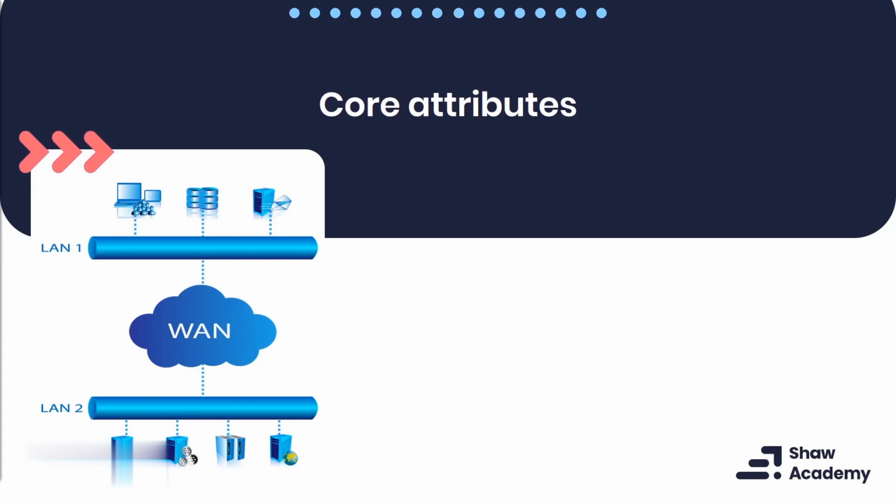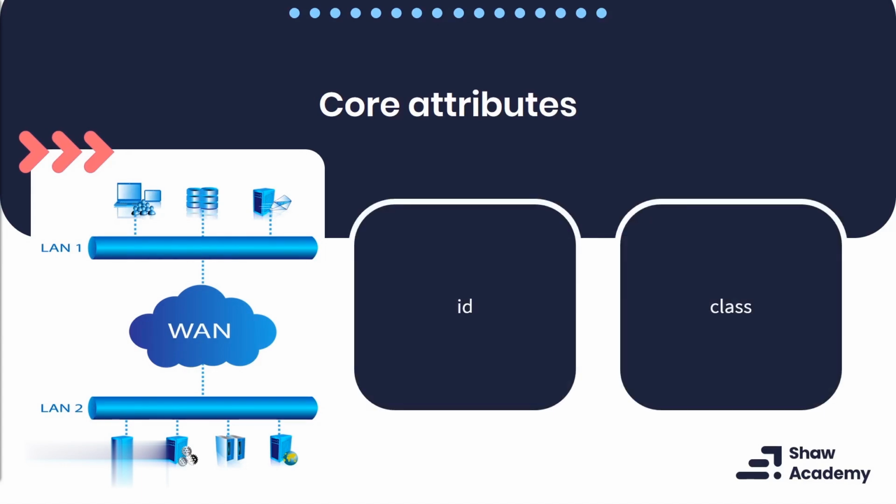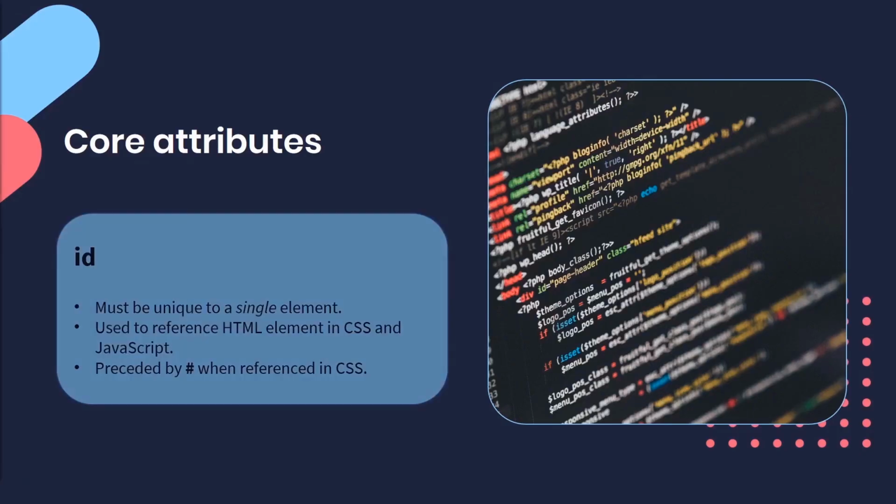Now, earlier on, we did mention that there are two core attributes that every web developer must know in the web development space, and this includes the ID attribute and the class attribute. Let's dig a little deeper to see the difference between the two. So when it comes to the ID attribute, it's important that the ID that you assign to an element must be unique to that element and that element only. And we use this ID to reference an HTML element in CSS as well as in JavaScript. Later on when we touch base with JavaScript, this will make a bit more sense. Coming up soon is going to be CSS.